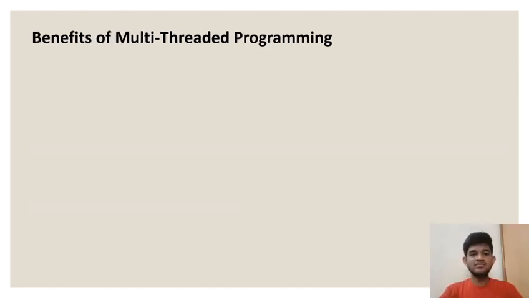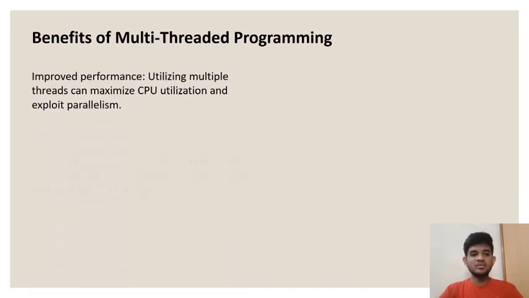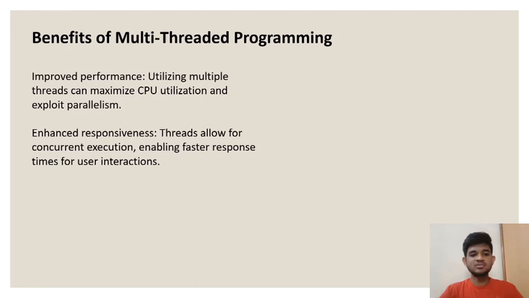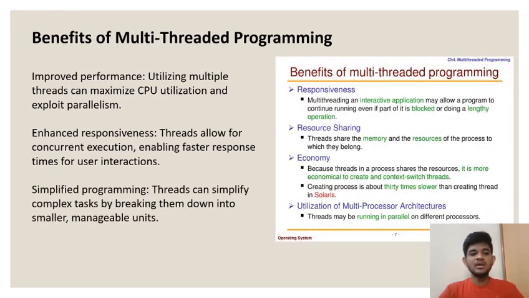Now let us see the benefits of multi-threaded programming. First one, improved performance. Second one, enhanced responsiveness. Third one, simplified programming. First one, improved performance: utilizing multiple threads can maximize CPU utilization and exploit parallelism. Second one, enhanced responsiveness: threads allow for concurrent execution, enabling faster response times for user interactions, because if many threads work on the same process, the time taken by the process will be decreased.